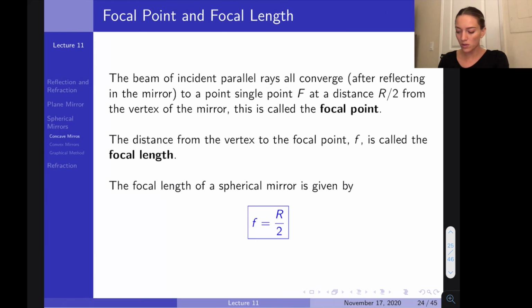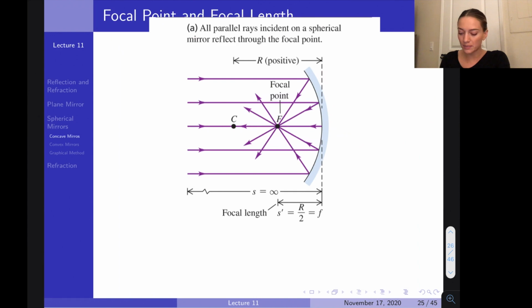Now this is called the focal length. When you have parallel rays from an infinite object come in, where those rays converge is called your focal point, and the distance from the vertex is called the focal length. We denote the focal length as f, and for a spherical mirror, the focal length is just r over 2. We're going to be using this a lot, especially on Thursday, and when we do lenses. It's just defined by where those parallel rays converge when they are reflected off the mirror.